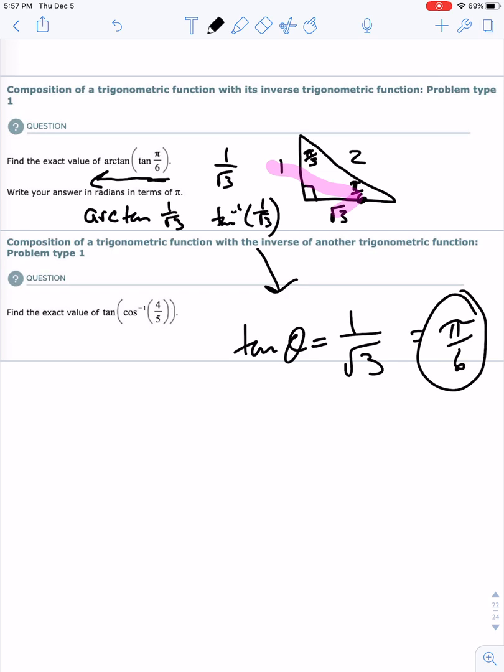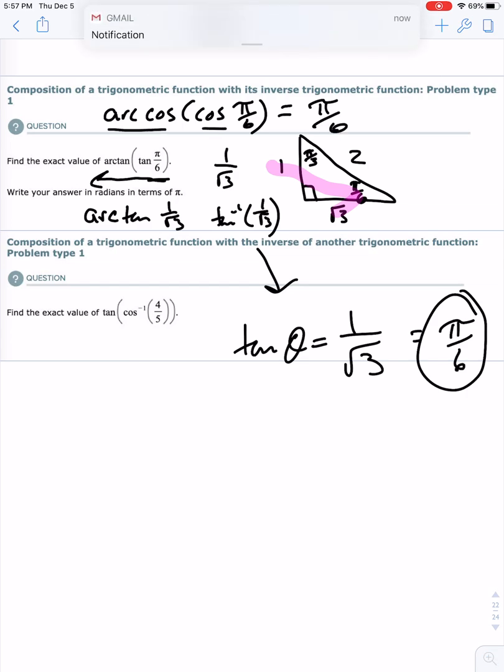So just kind of a generalization here, let's say we had arc cosine of cosine of pi over 6, that would also be equal to pi over 6, because these are the same trig functions.